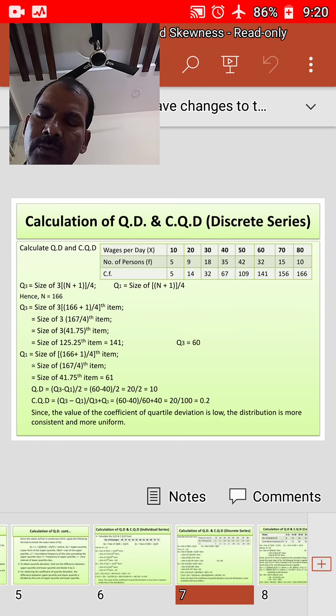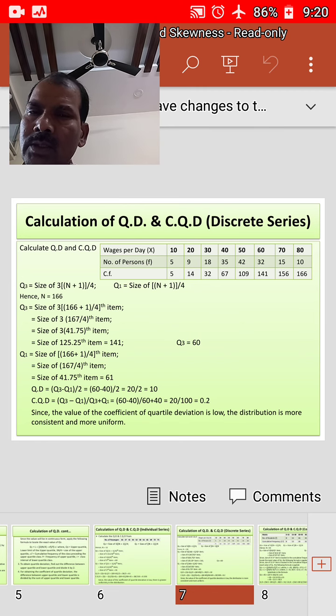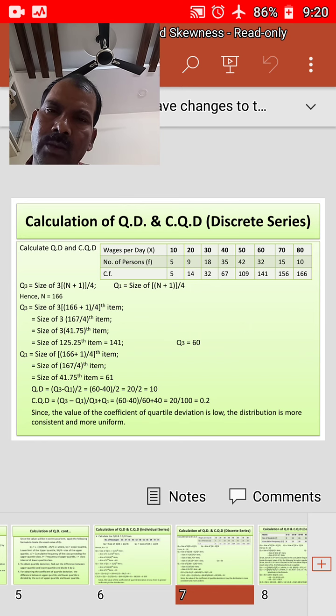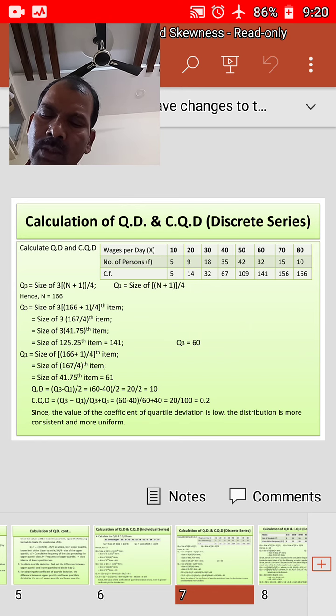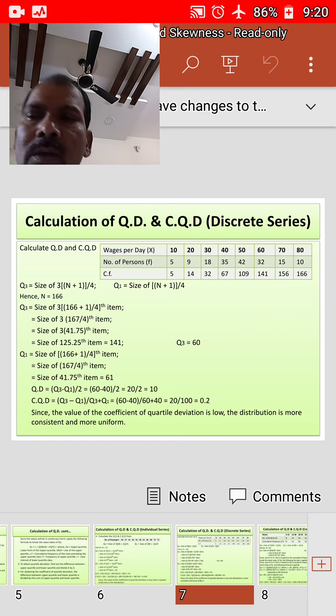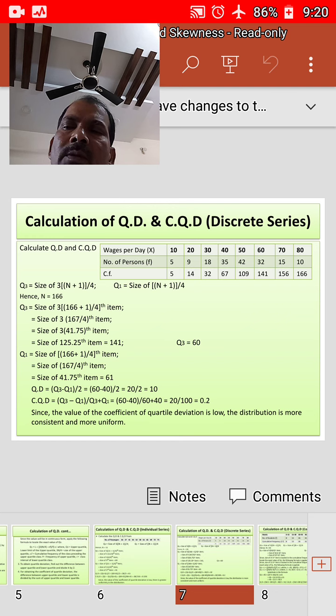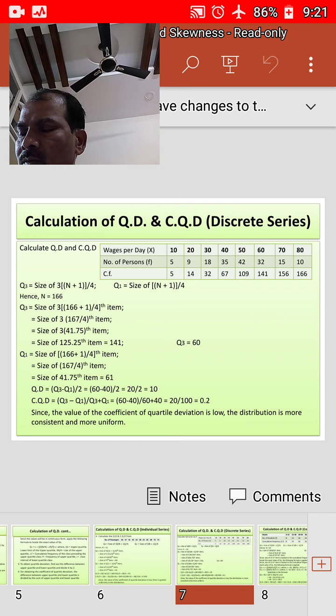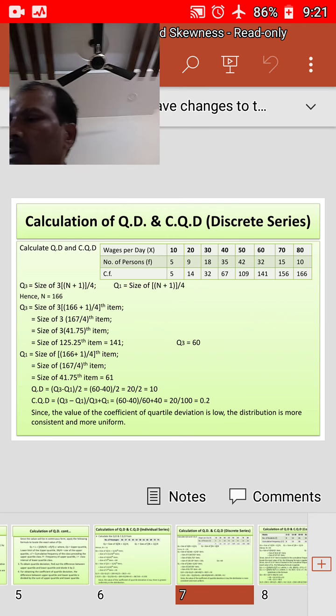And now we need to find out Q1. Q1 is the size of the 286 plus 1 by 4th item, that is 287 by 4. 287 by 4 is nothing but the 71.75th item. The 71.75th item will be located in the cumulative frequency of 110. The corresponding value of 110 is 150.